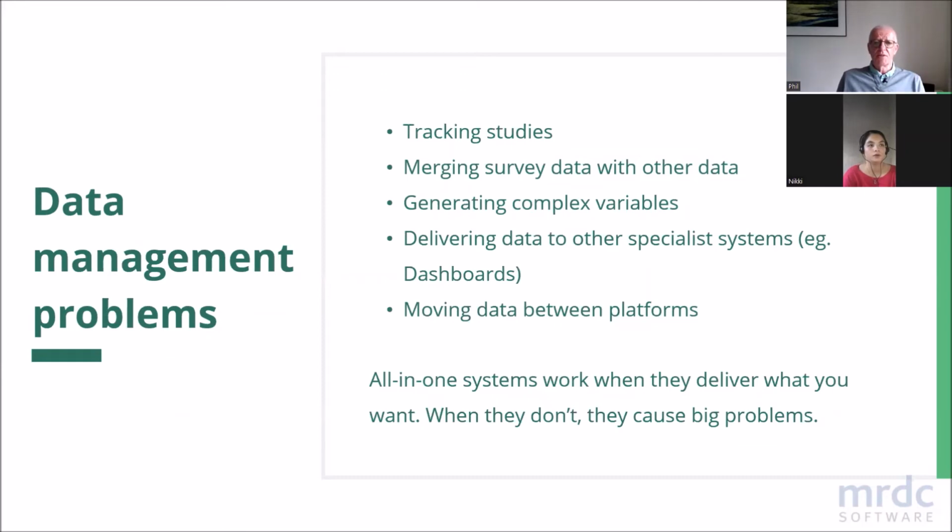Merging survey data with other data I've covered already. Generating complex variables. I think there's a need to be able to build complex variables, even, I wouldn't say in the simplest surveys, but on many other surveys. Making it easy to deliver data to other specialist systems, such as dashboards and so on. Some dashboard platforms are difficult to move data into, others are easy, but of course the products where you're doing your processing should be good at delivering data to those platforms. And we've already talked about moving data between platforms as things that we ought to be addressing.